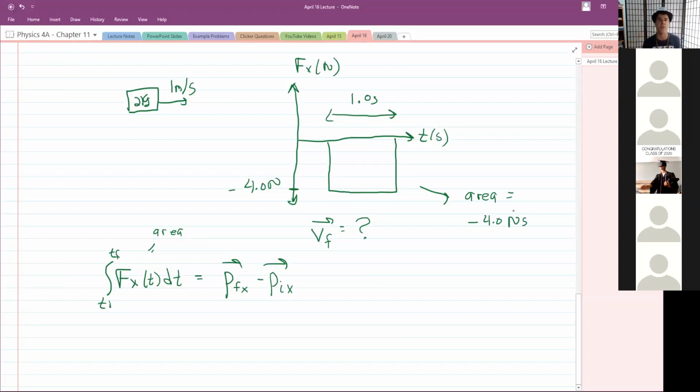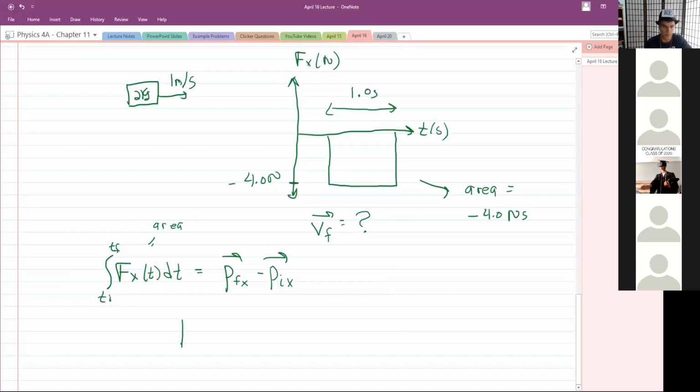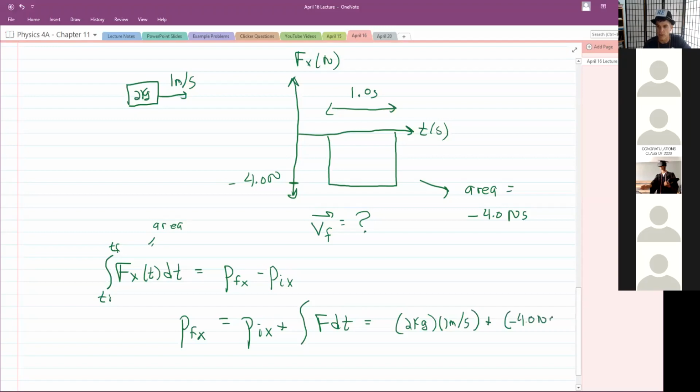I just changed it a little bit so we could actually get a value for the velocity. So what I now know is my final momentum in the x direction, let me just get rid of these arrows since we're being specific that it's in the x direction, equals my initial momentum in the x direction plus this area under the curve. So my initial momentum was 2 kilograms times 1 meter per second. The area under the curve was -4 Newton seconds.